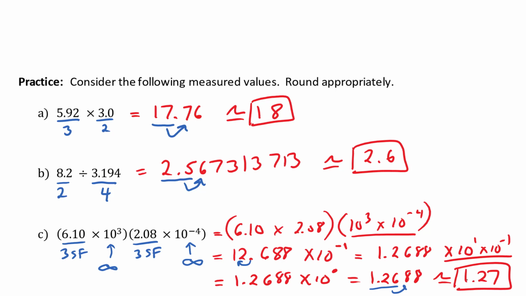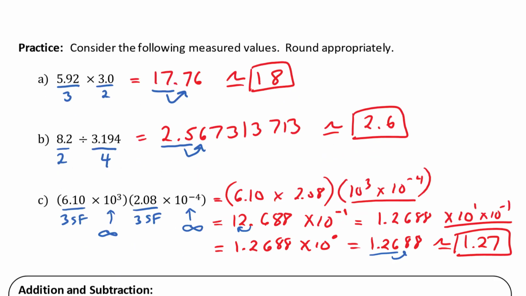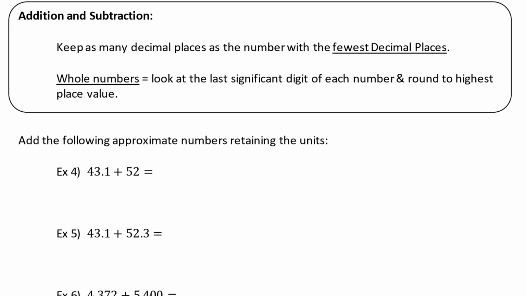It's different now for adding and subtracting. When we are doing addition and subtraction with measured numbers, we need to round off. We keep as many decimal places as the number with the fewest number of decimal places. So multiplying or dividing, we go with significant figures. With adding and subtracting, we go with significant decimal places. If we have a whole number, we look to the number with the highest place value. I'll explain that in example 6.